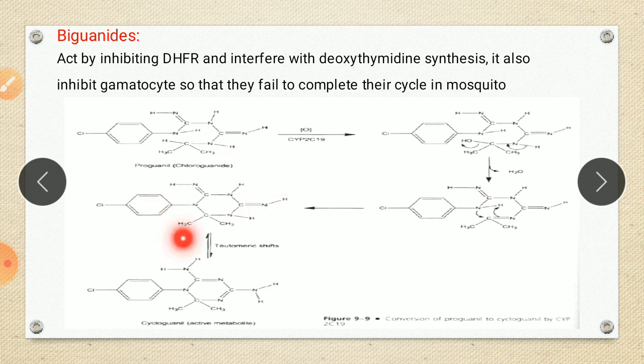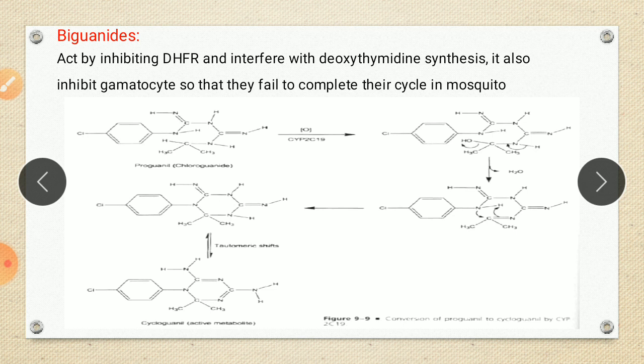of compound. Again there is a second tautomerism where this hydrogen is shifted here and this double bond shifted here. So again there is a shifting of hydrogen and double bond. This hydrogen on nitrogen shifted to this second nitrogen and the double bond of this nitrogen shifted into this ring. So it formed this cycloguanyl, which is the active form of proguanyl. So proguanyl after activation is converted into cycloguanyl.